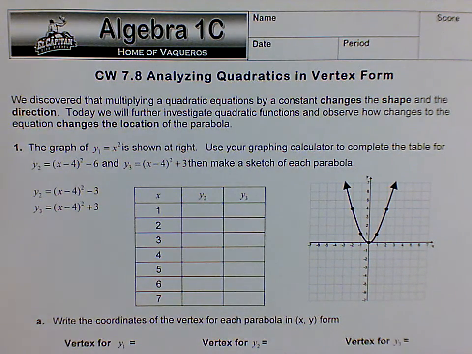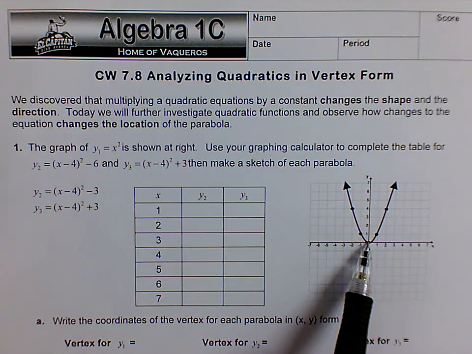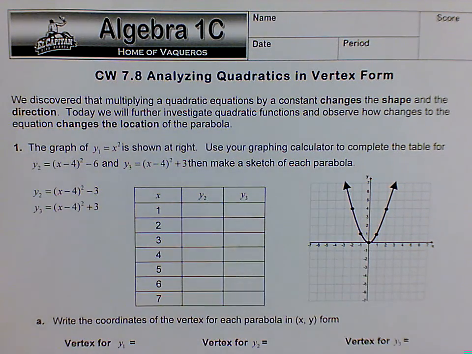So we discovered multiplying a quadratic equation by a constant changes the shape and the direction. Today we'll further investigate quadratic functions and observe how changes to the equation changes the location. So we're shifting up, down, left, and right. So the graph of y equals x squared is shown at the right. Use your graphing calculator to complete the table for y2 and y3.